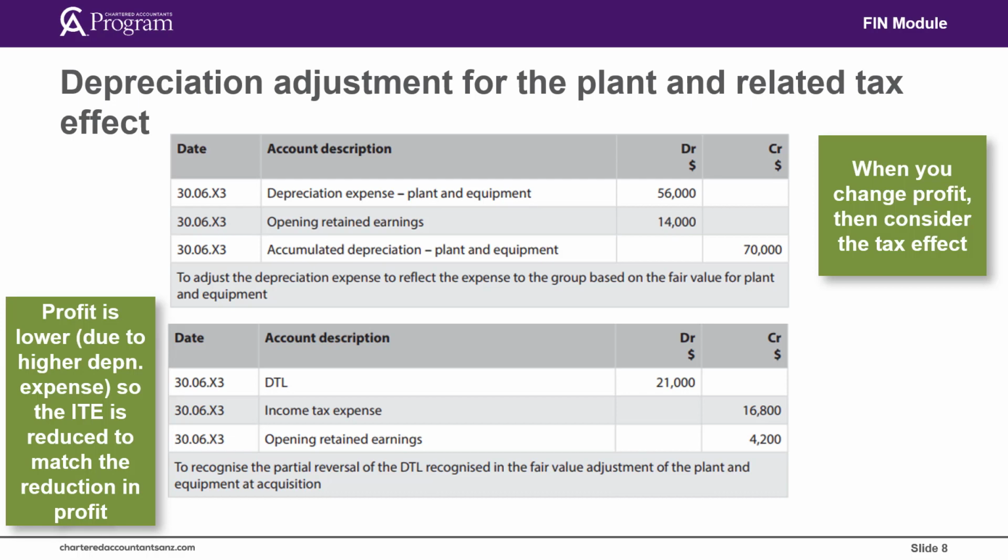Last year's consolidated profit was reduced by $14,000. So last year's income tax expense, which is sitting in opening retained earnings, also needs to be lowered. Hence the $4,200 credit to opening retained earnings. The balance in this entry is a debit to the deferred tax liability account, as the DTL recognised in our earlier entry is starting to reverse. It is incorrect to record the debit to a deferred tax asset account.